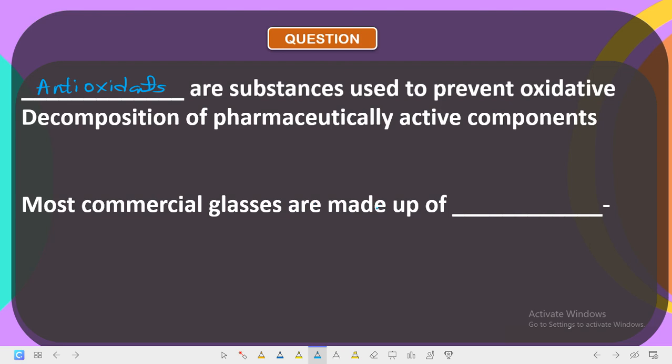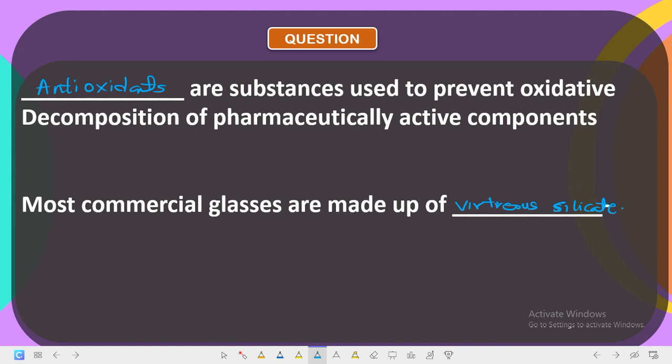Most commercial glasses are made up of this thing, vitreous silicate, something like that. Please, you can help me confirm this if it's correct. Let me confirm before I post the video. I think it's vitreous silicate. Let me reach out to my books and see. This one I'm not too sure about.